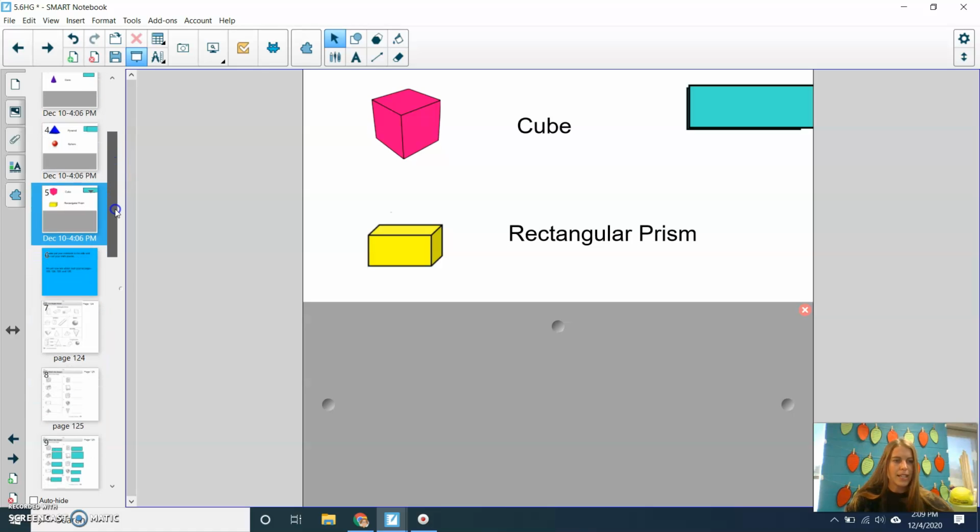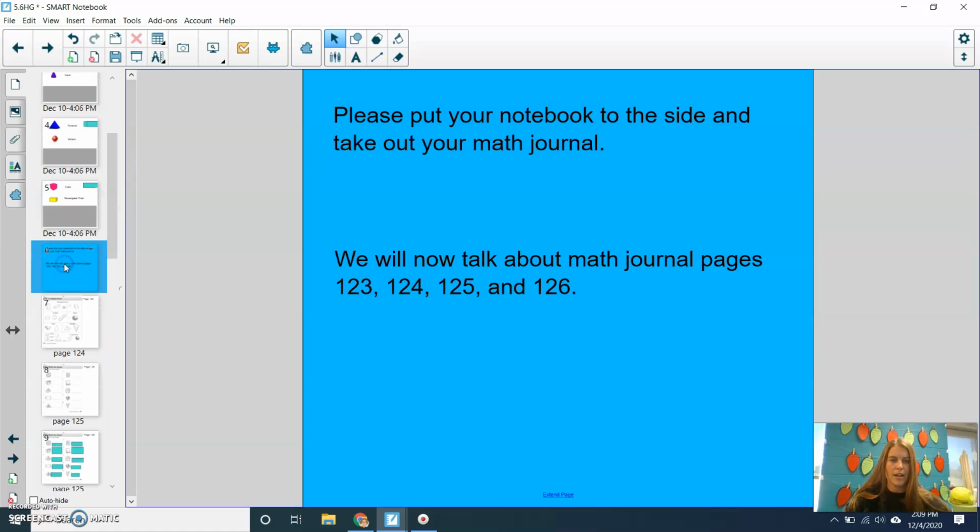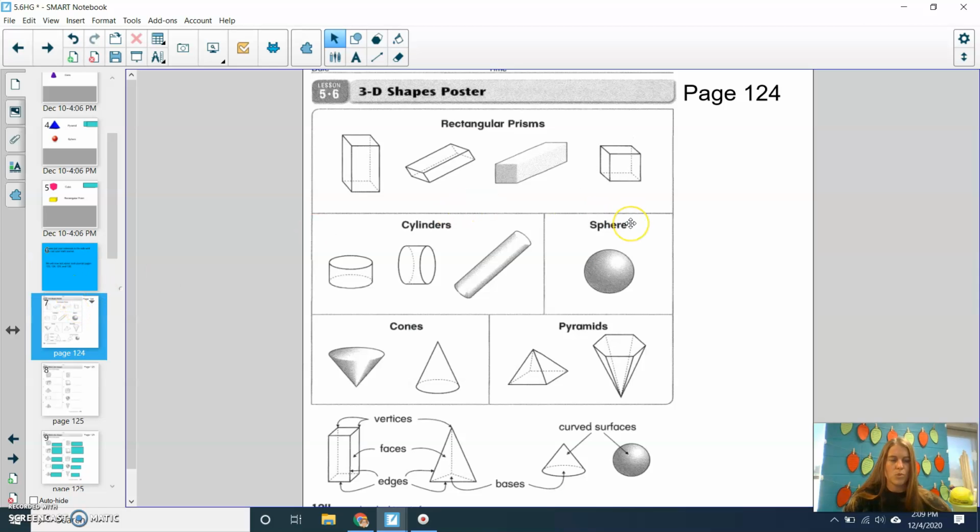So now let's take a closer look at these pages in our math journal. So if you could open up your math journal to page 124. So at the top you can see a few different rectangular prisms. And the big thing to notice is that there's the same shape on both of the ends. They also show us a cube here, and a cube can go into that same category, but it also can just be a cube too.